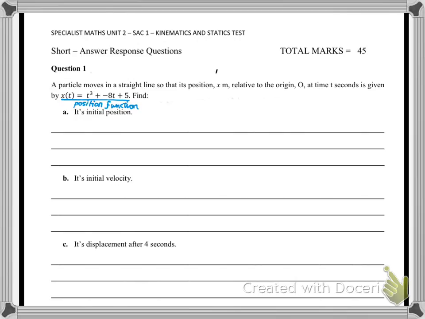Okay, so from t equal to 0, we're going to do that substitution. There it is, and we get just 5 meters, and that's this constant here. Now, what about the initial velocity?